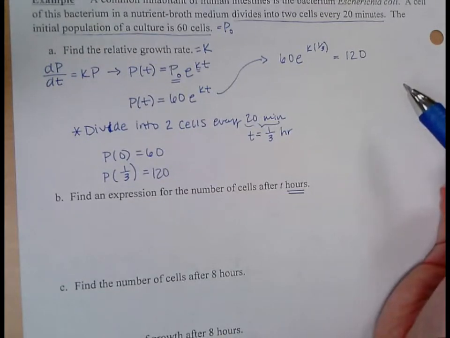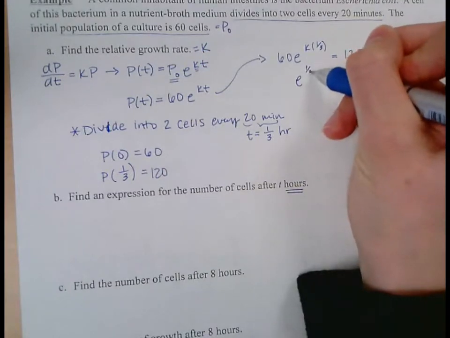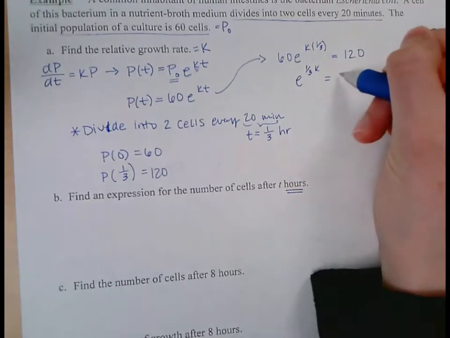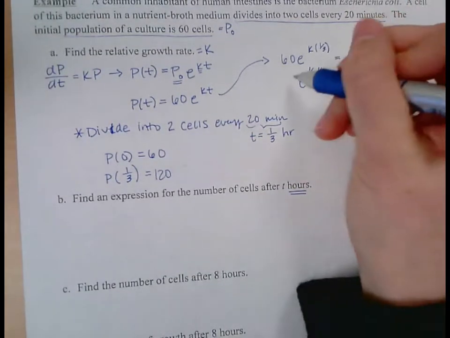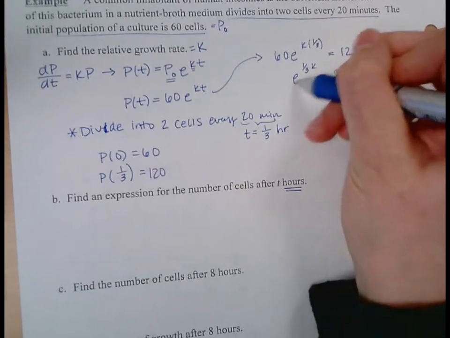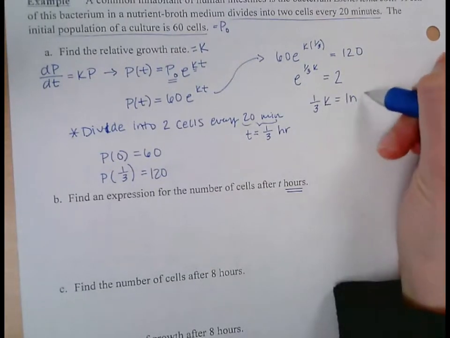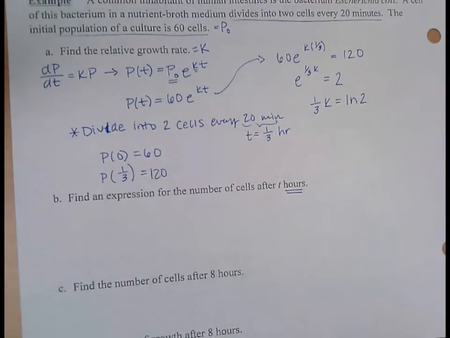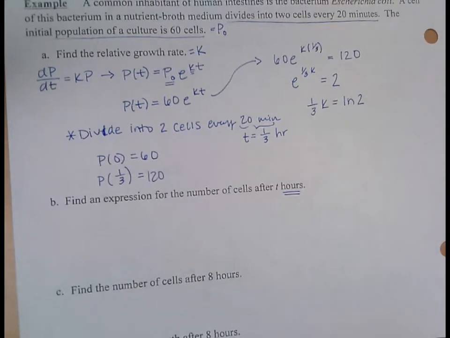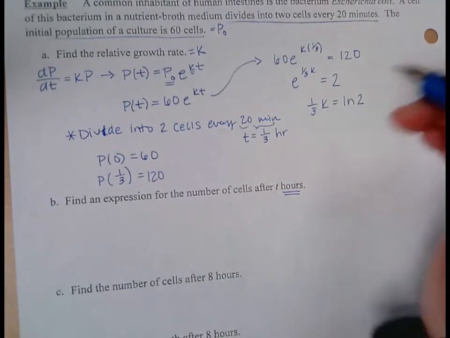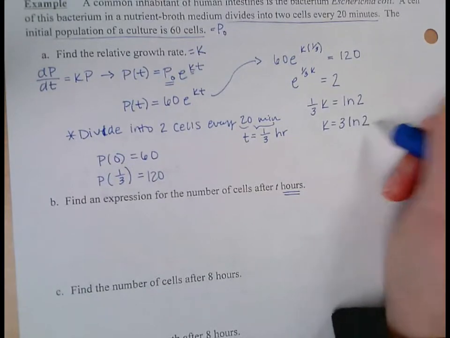So to solve for k, divide by 60. So e to the 1/3 k equals 2. Natural log each side. So then this e would be gone, so I would just have 1/3 k equals the natural log of 2, and multiply by 3. Now, don't change natural log of 2 into a decimal. Leave your values exact. So if I multiply by 3, I have k equals 3 natural log of 2.